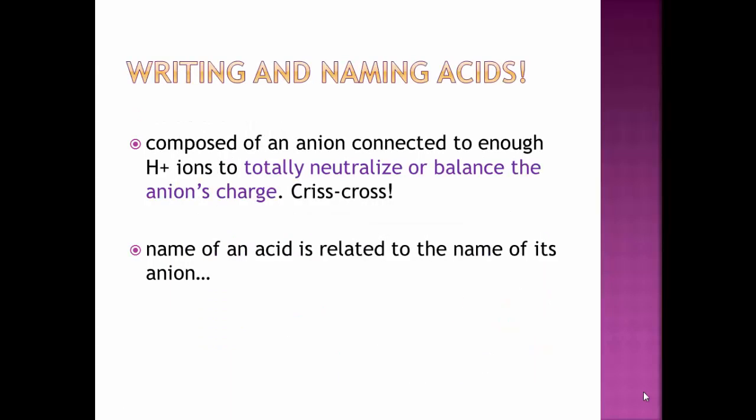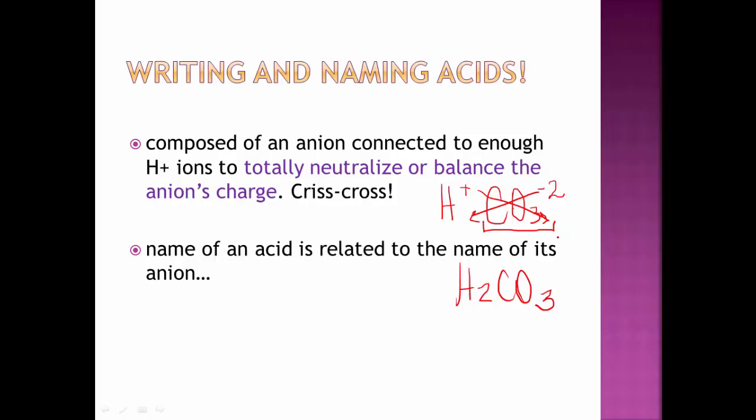So again, remember that acids contain hydrogen. They have the anion connected to enough hydrogens to actually neutralize it. Let's practice that. If you have, for instance, the carbonate ion, which is CO3 minus 2, if you want to have that in acid form, it needs enough hydrogen ions to balance out the negative 2 charge. Since the hydrogen is positive 1 and the carbonate is minus 2, you need 2 hydrogens to cancel out the carbonate. Another way to think of it is the crisscross rule. So it becomes H2CO3, and this is called carbonic acid. And again, the name, carbonic, is determined from the name of the anion, which was carbonate. So those are the rules that we're going to talk about now.